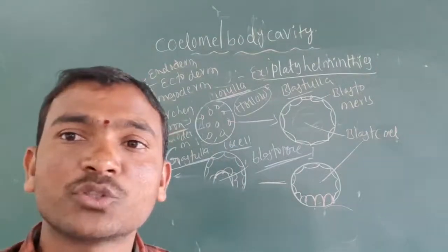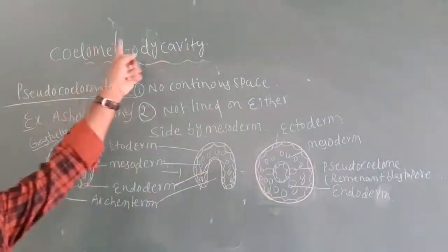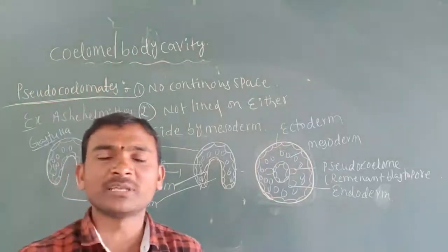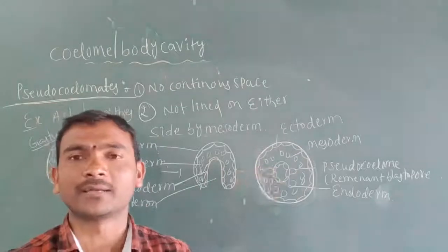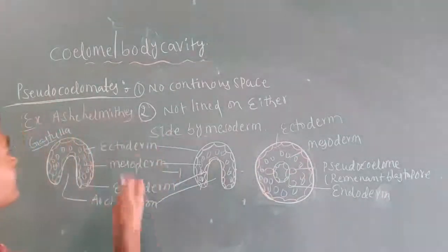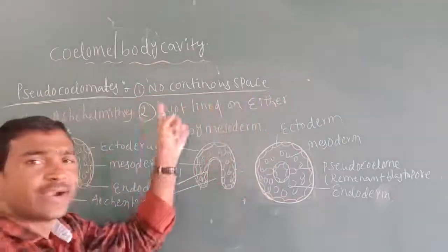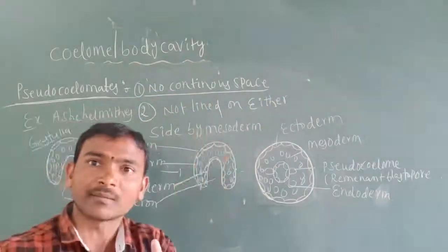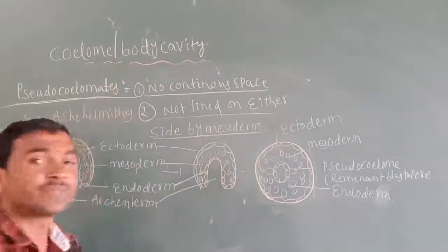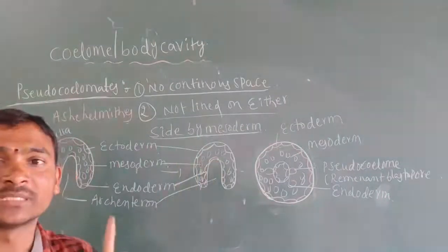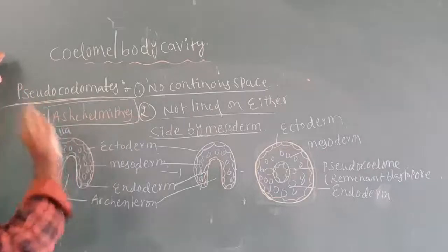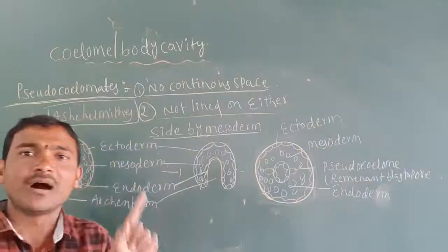The next is the pseudocoelomates. What is the definition of pseudocoelom? Acoelom means there is no space between the body wall and alimentary canal, and either side is not lined by the mesoderm. The pseudocoelom definition: no continuous space between the body wall and alimentary canal. The space is there but not continuous. The second point: not lined on either side by the mesoderm. That is the definition. The example of the pseudocoelom, which is very important, is Ascaris.